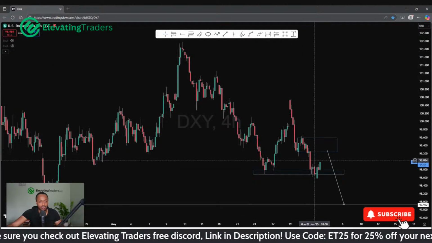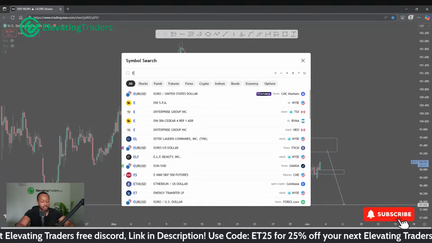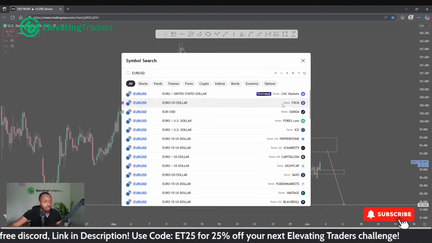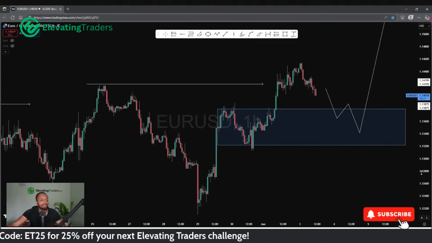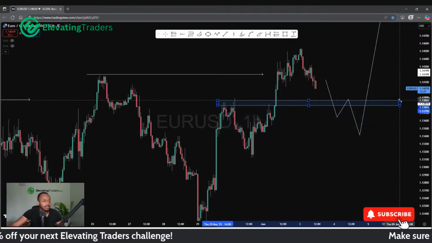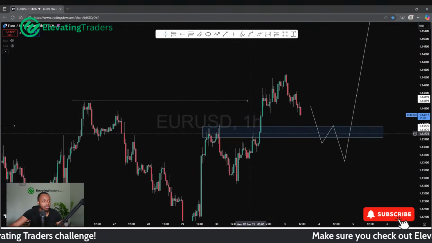Basically the inverse of that DXY opportunity there. So I think Euro would be a nice pair to look to trade it. And again, for Euro, I probably would drop to maybe the hourly chart and try to find an entry on the retest of the high here. This is where all the momentum came from.